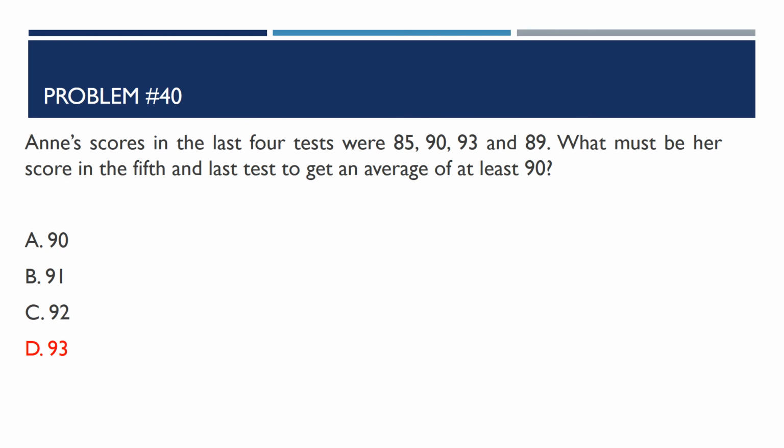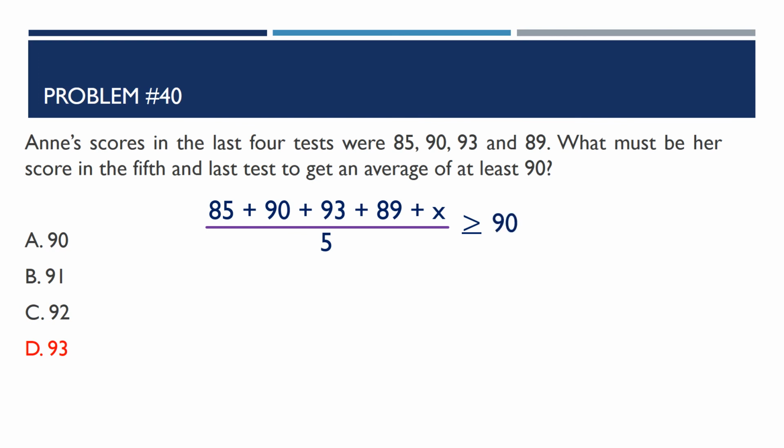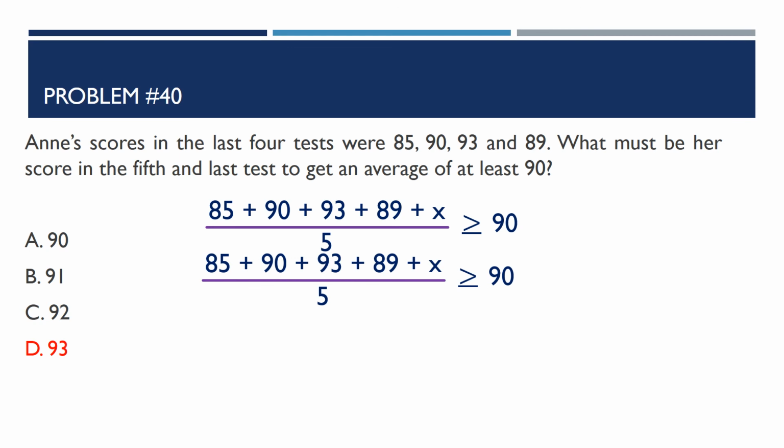So we are going to find the average. To find the average, we add all the scores divided by how many scores there are. So it's all 5 including the missing score. And then it must be at least 90, which can be written as greater than or equal to 90. Then we are going to multiply both sides by 5 so that there will be no more fraction. So this 5 can be cancelled. That's the reason why we multiply both sides, to avoid fractions.